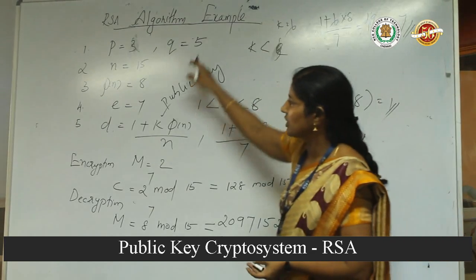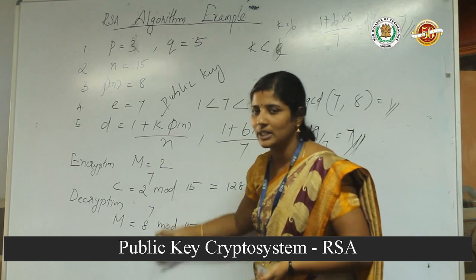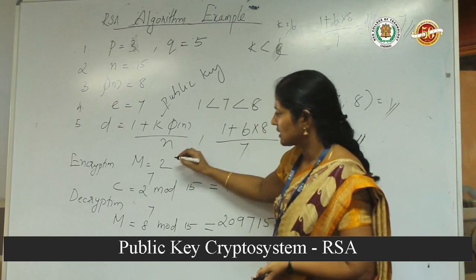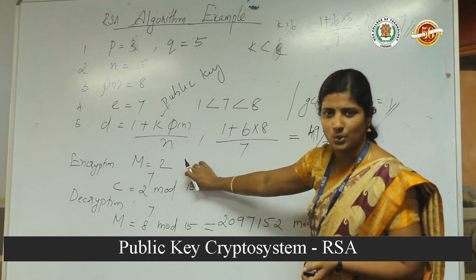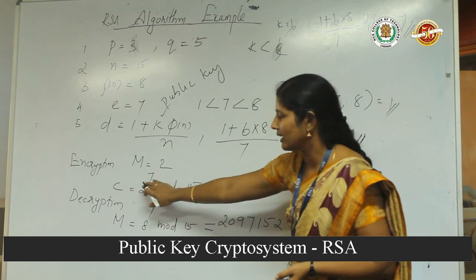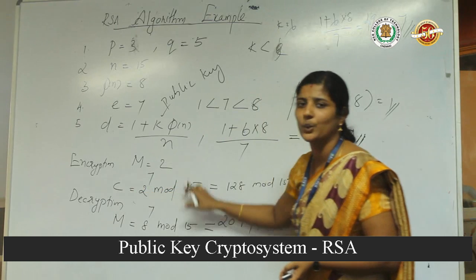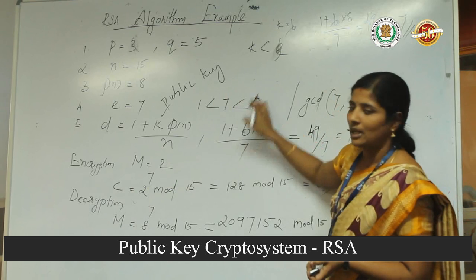So after finishing the algorithm, now you have the public key and private key. Now we are going to the encryption and decryption procedure. Let's consider our message as 2. The encryption equation I have already told you. For the ciphertext we are using the character C. So C is equal to m power E mod n.